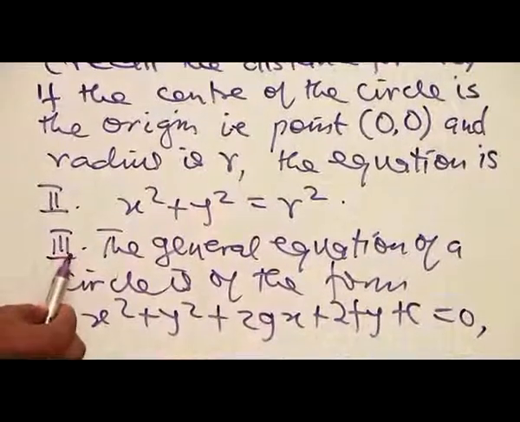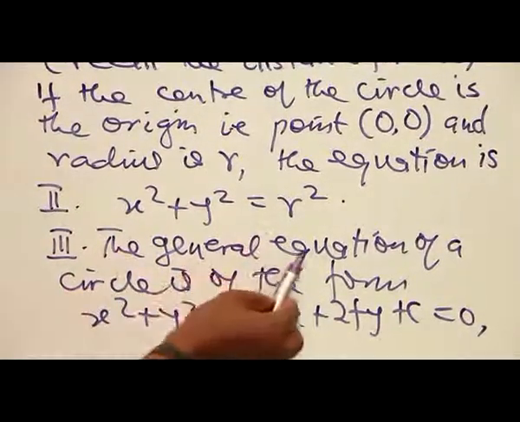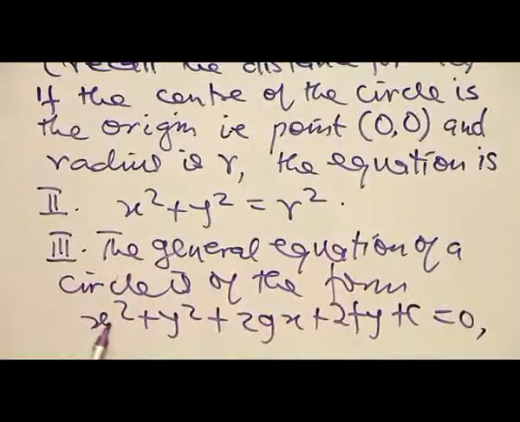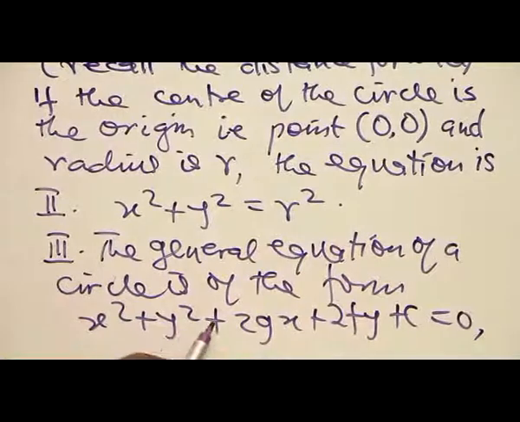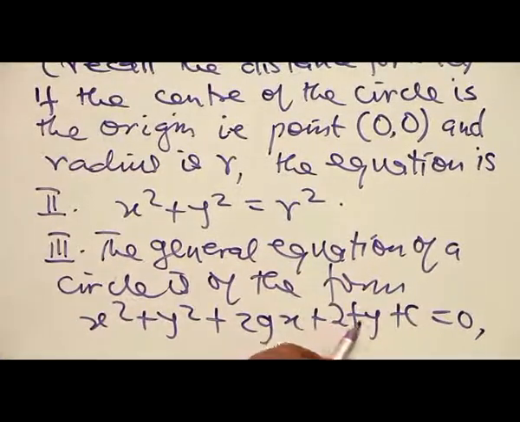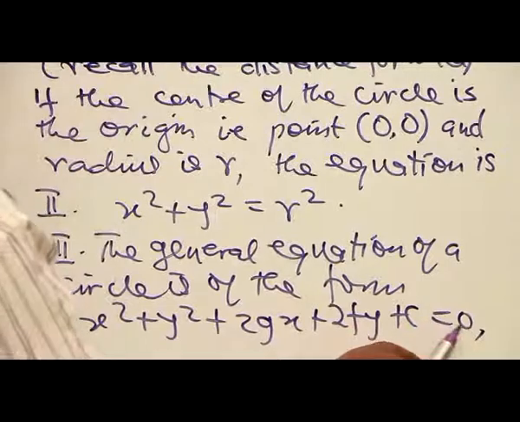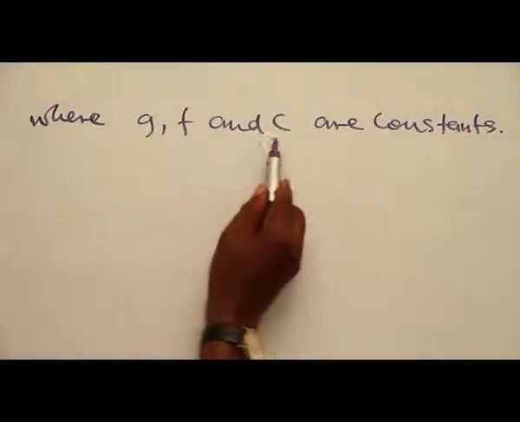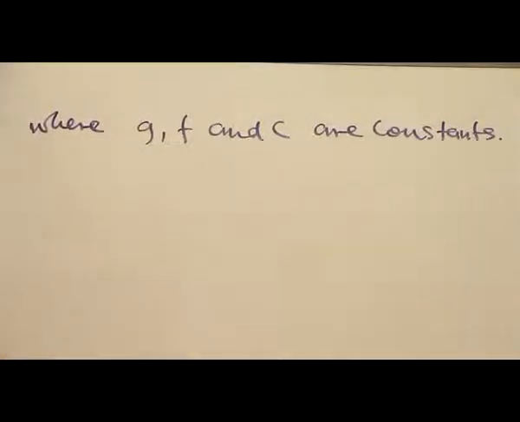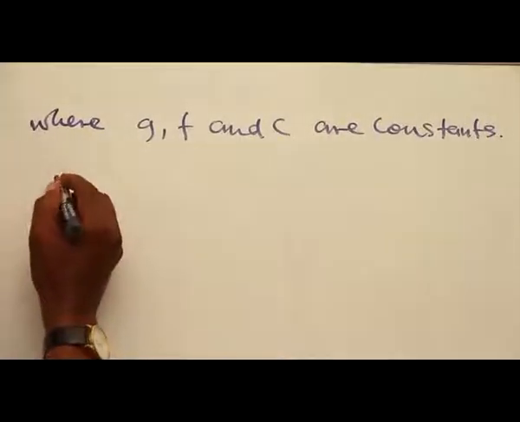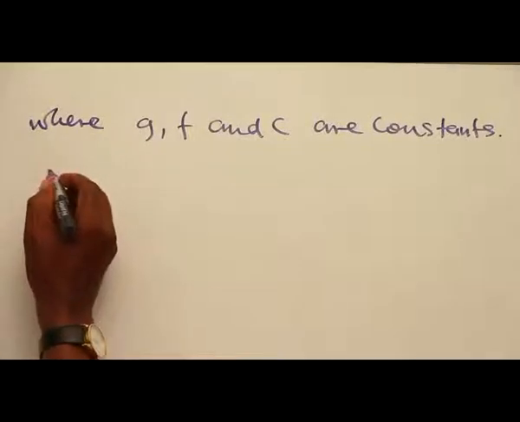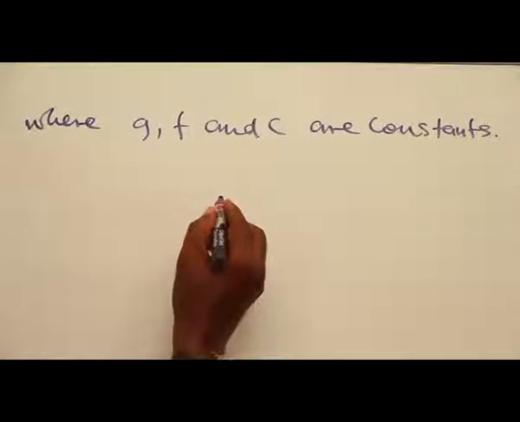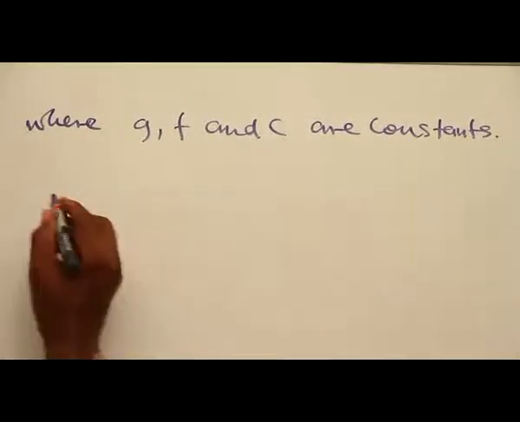The third one we are going to consider is the general equation of a circle, and it is of the form S squared plus Y squared plus 2GS plus 2FY plus C equal to 0, where G, F, and C are constants. Now, let's use the completing the square method, and we are going to arrive at another formula.